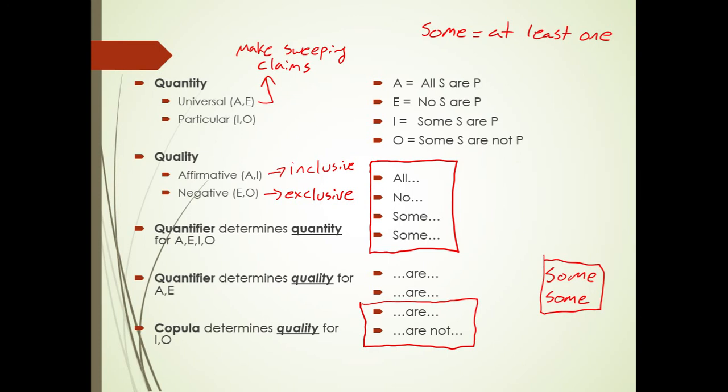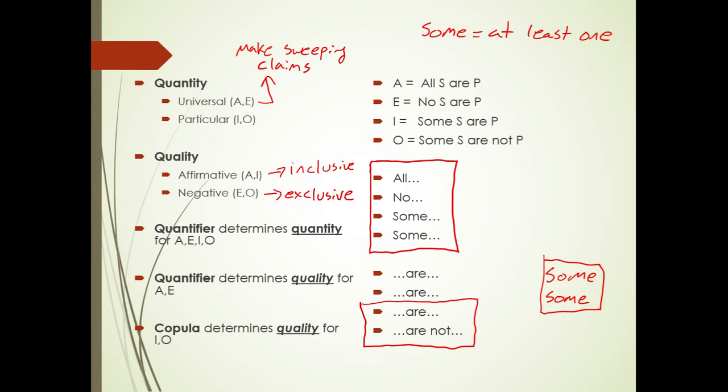And then the copula determines the quality for I and O. The quality is whether or not it's affirmative or negative. The copula is the R or the R naught. And the I is your some S R P, and your O is some S R naught P.